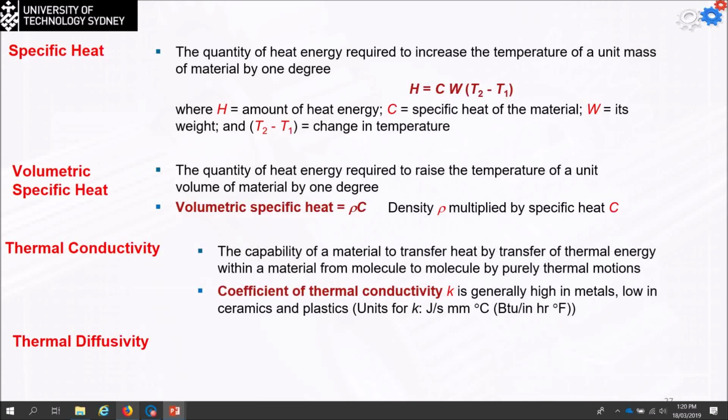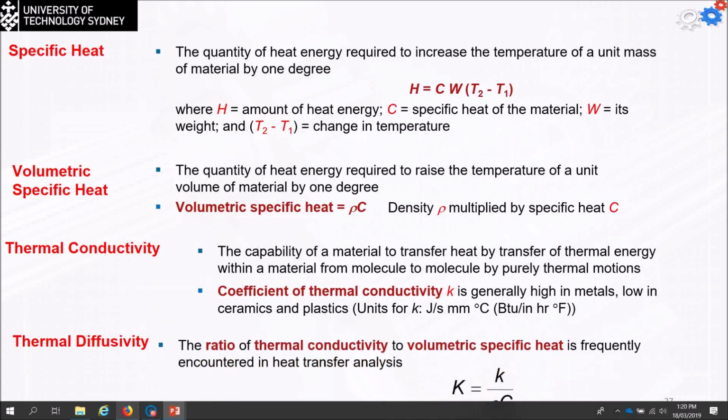And once again, this is very important if you are going to design, for example, a heat exchanger, or if you are a mechatronic engineer trying to choose the material required to make the heat sink for the computer processor. The thermal diffusivity is the ratio of the thermal conductivity to the volumetric specific heat. It is going to be frequently encountered in heat transfer analysis. I'm not going to change this one because you can see it on the slides in front of you.